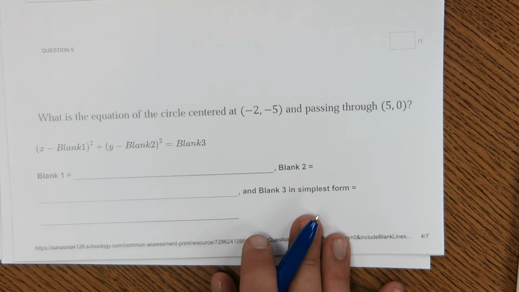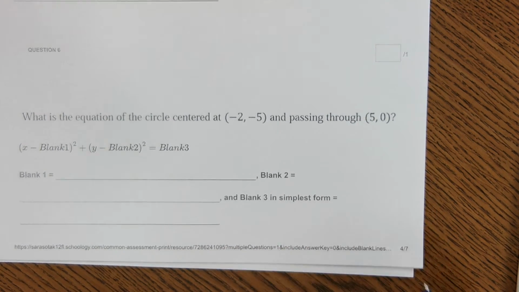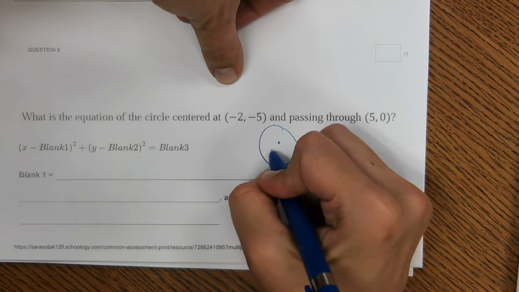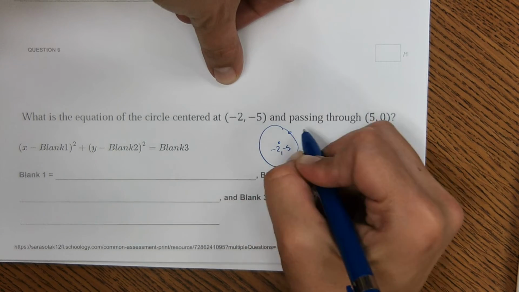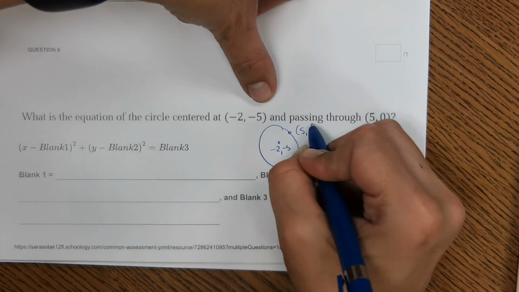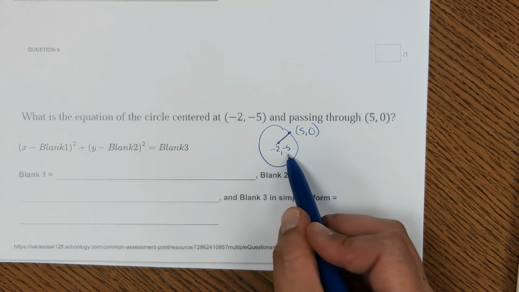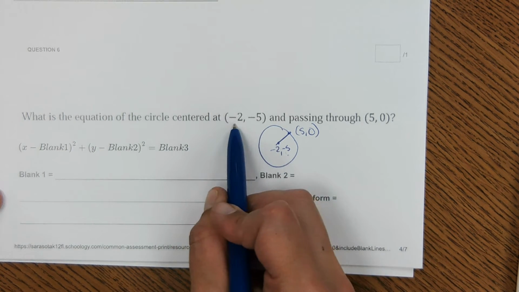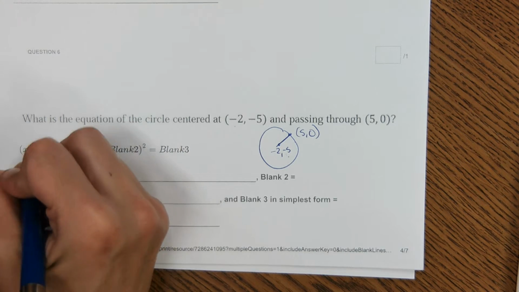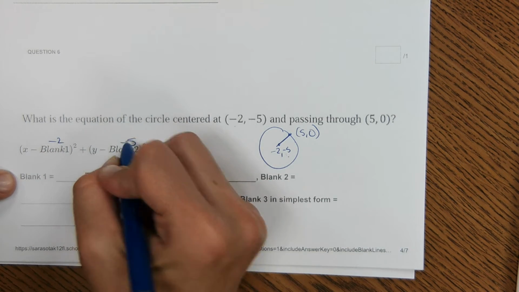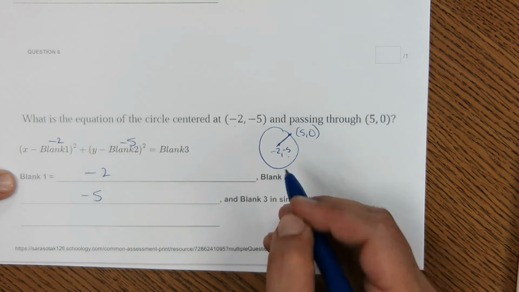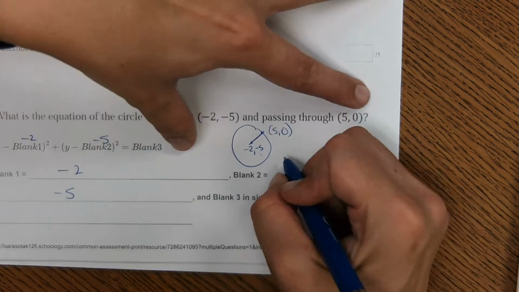Next one, what is the equation of a circle centered at this and passing through 5, 0? So centered at -2, -5, passing through 5, 0. The radius of this circle is going to be the distance between these two points. For the center, I can just plug that right in: -2 would go here, -5 here. But for the radius, I do need to find the distance between those two points.